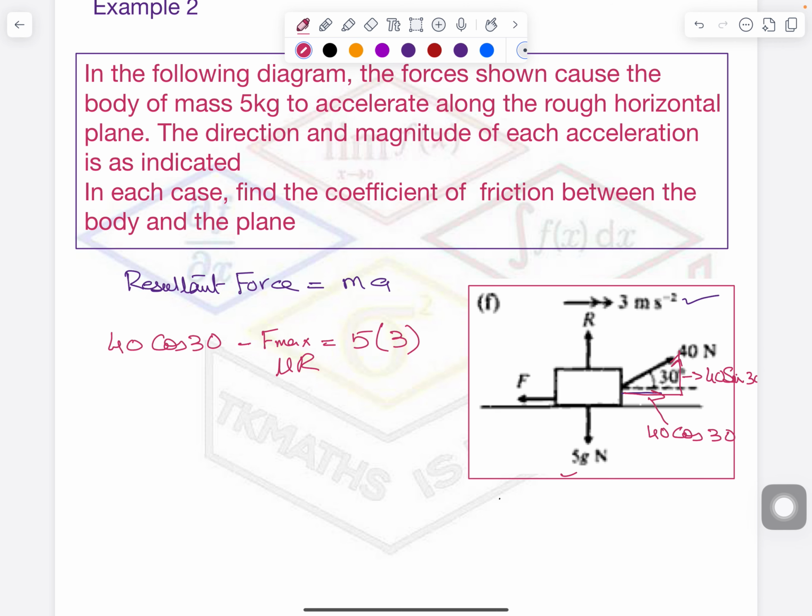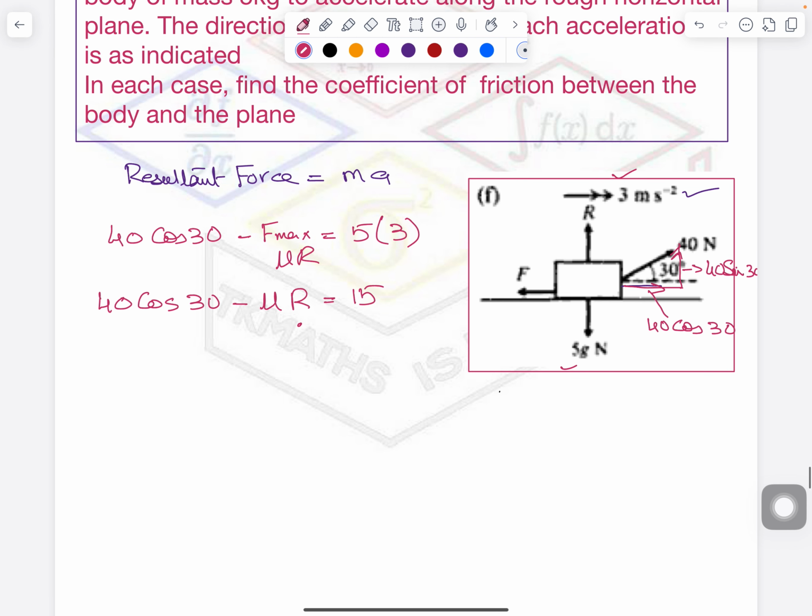Mass is 5 kg and acceleration is 3. Now 40 cos 30, let me keep it as it is right now. So what do you see, what is missing here? Mu I have to calculate and r is not given in the question, that also I have to calculate, right? So let's keep r also here, and this is 5 times 3 is 15. So now you need to calculate r here, which you will plug in here. So let's calculate it first.